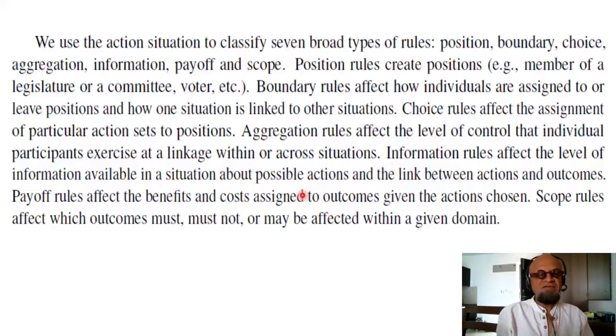Information rules affect the level of information available in a situation about possible actions and the link between actions and outcomes. So the information you have will be different from what information your boss has, or your boss's boss has, or the CEO of your organization, or the director of your institute has, and so on. Payoff rules affect the benefits and costs assigned to outcomes given the actions chosen. Scope rules affect which outcomes must not, or may be affected within a given domain.